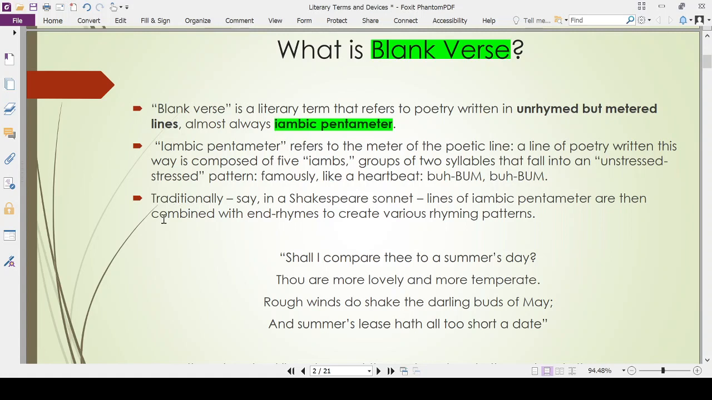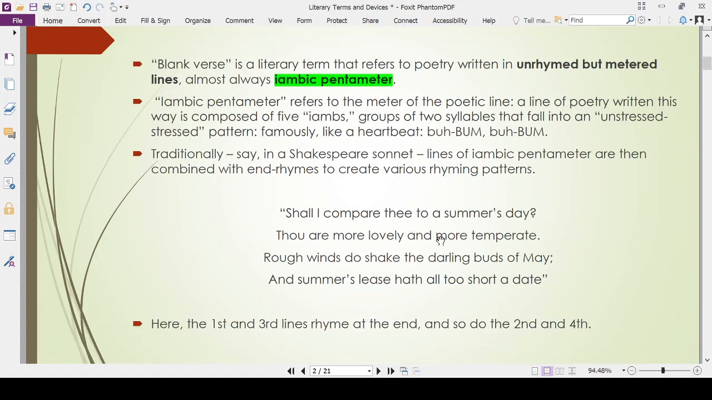Now, traditionally speaking, these lines of iambic pentameter were used in rhymed poetic forms, like the sonnet. So sonnets usually used iambic pentameters, but they also had rhyme schemes at the end. Okay, let's take a look at Shakespeare's Sonnet 18, which we have been discussing for a few weeks now. Again, let's take a look at the first 4 lines of this sonnet.